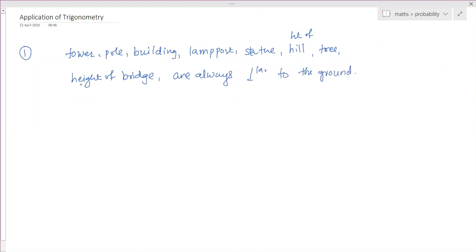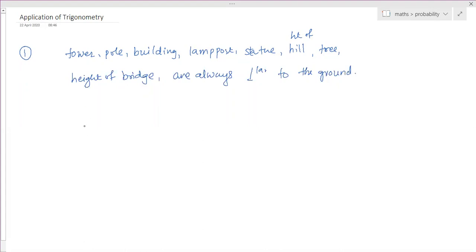In all these diagram questions, we consider this as one vertical line. We are not supposed to draw the full-size bridge, or the lamppost, or the statue, or the hill. We consider them as just the height of that object only. So we consider it as a line.